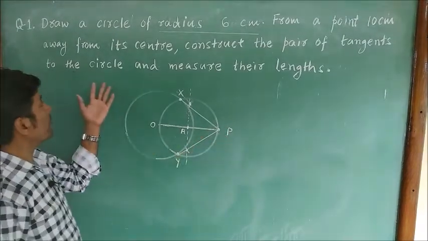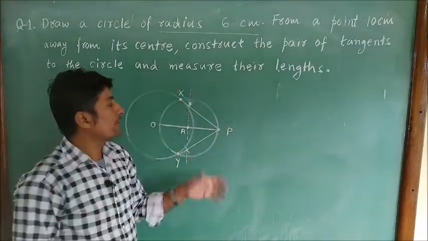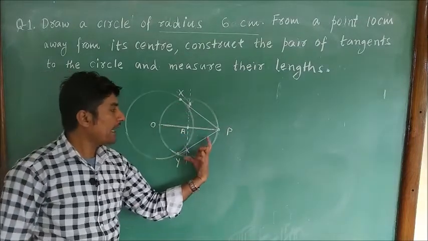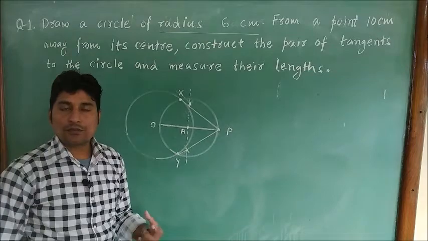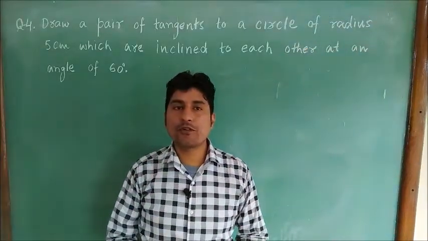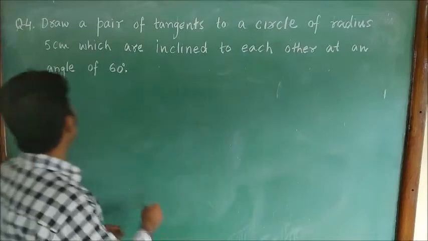After that, the end of the question is to measure their lengths. With the help of the ruler, we can measure the length of XP and YP also. So this is the solution of this question. Now let us consider question number 4 of the same exercise.